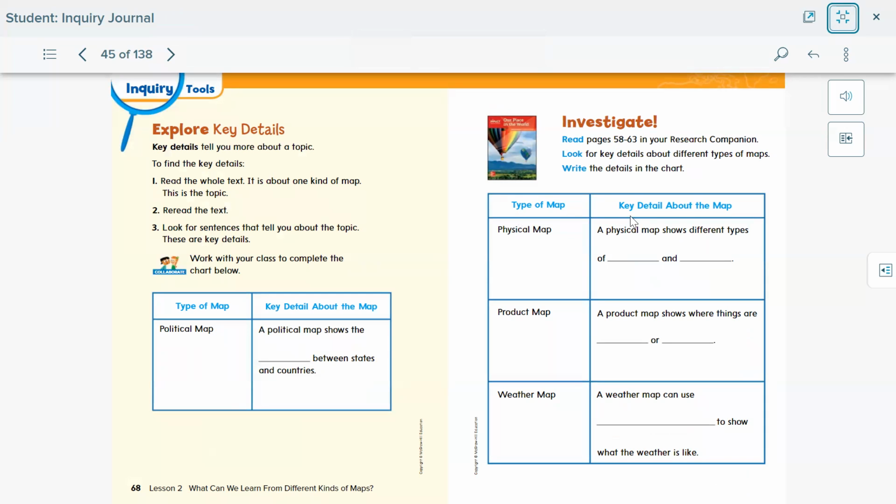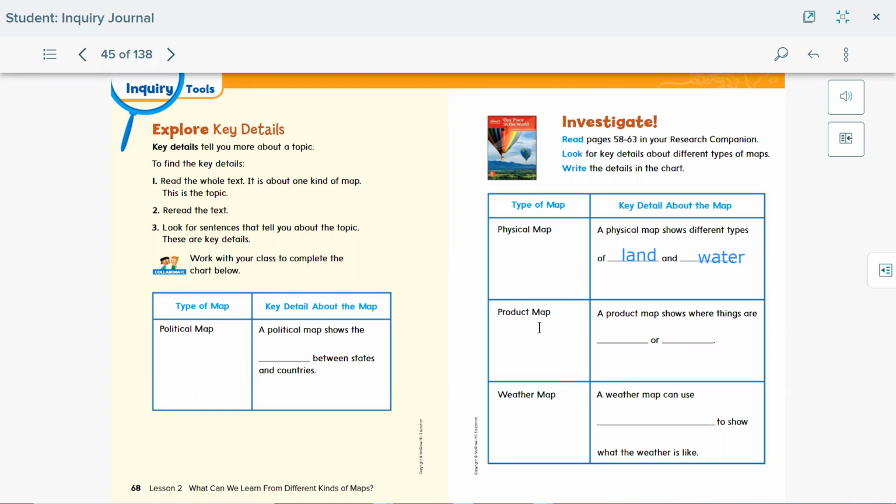We have the chart that says type of map, and we have information or details about this map. So what do we have? We have the first map, which is the physical map. So what's the physical map? Key details about the map. So a physical map shows different types of land and water. Remember when we say it shows the rivers, the oceans, the landforms like mountains, desert.